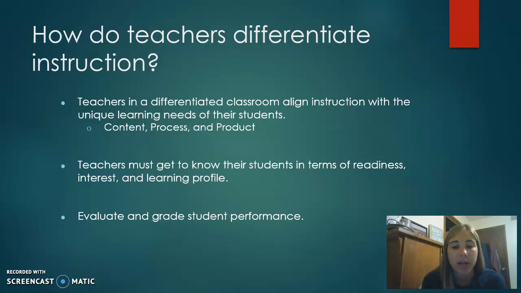Learning profile refers to a preferred method of learning new information. Teachers can assess a student's preferred way of learning by simply observing them in the class, noting in what way students learn best in the classroom, and also evaluating and grading a student's performance.